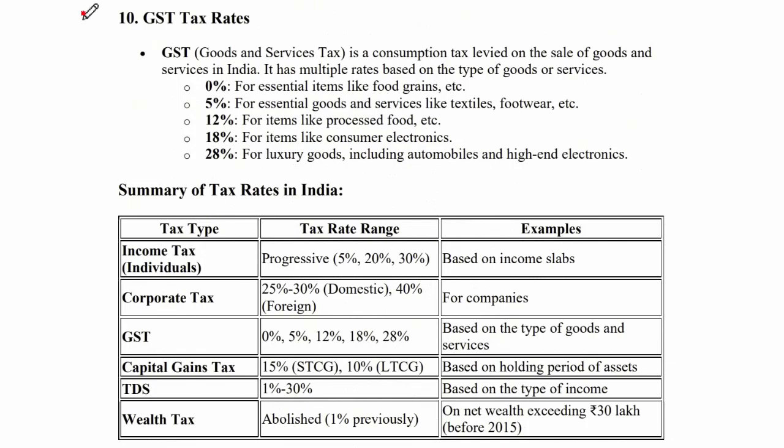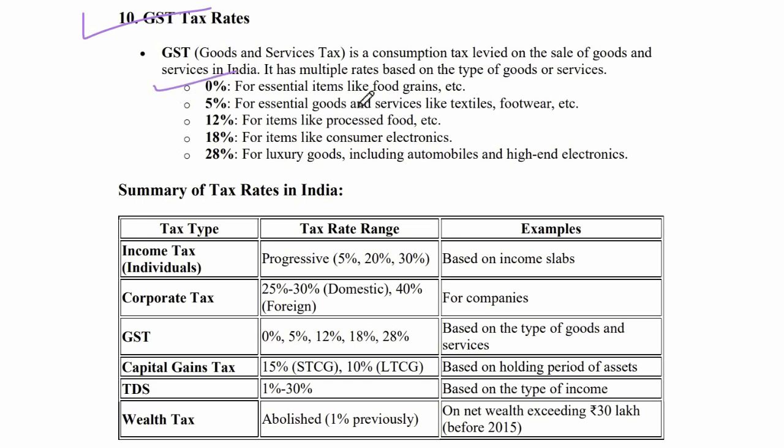Let's look at GST tax rates. GST is a consumption tax levied on sale of goods and services in India. It has multiple rates based on the type of goods or services. Let's look at the different tax slabs.